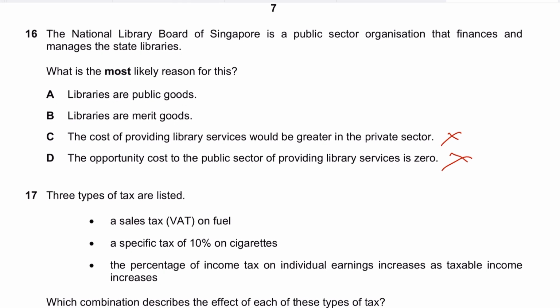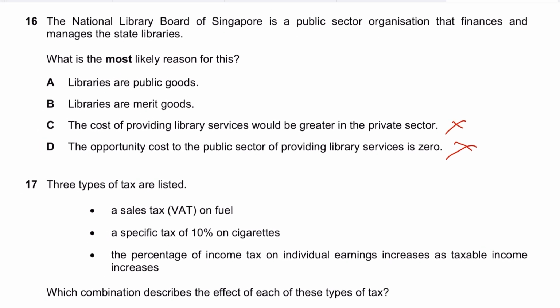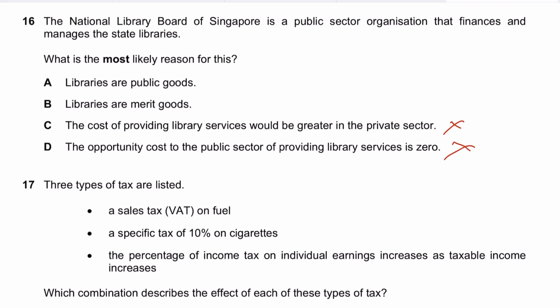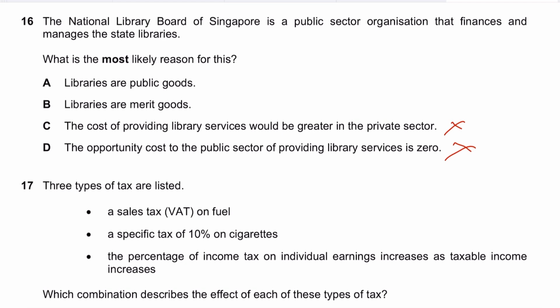So yeah, C and D is not the answer. It could either be A or B, but in my opinion, A is not the answer as well, because remember that libraries are not public goods. I'll tell you why. Okay, so if these government state libraries are free of charge, right?